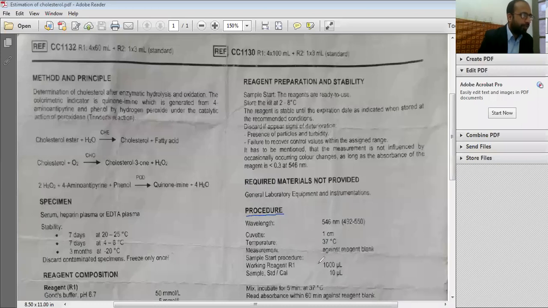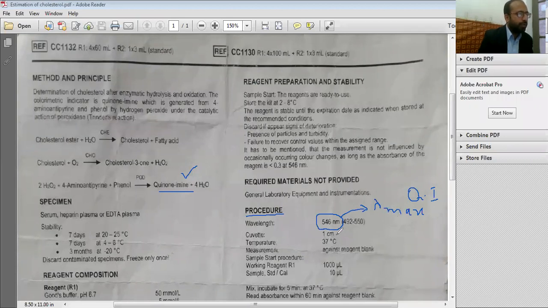Now, what will be the procedure? How can we proceed with this experiment? First of all, you will turn on the spectrophotometer and set its wavelength at 546 nanometer. It will be the lambda max of quinone amine, the colored product which is formed here in the test tube. Lambda max means this is the specific wavelength at which this quinone amine provides the maximum absorbance. Other wavelengths are absorbed by this quinone amine, but not maximally. But 546 is maximally absorbed by this quinone amine. That's why 546 nanometer is called the lambda max of quinone amine.